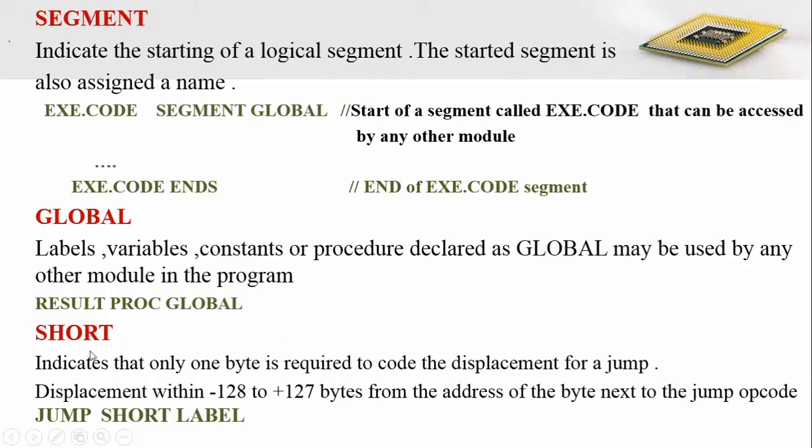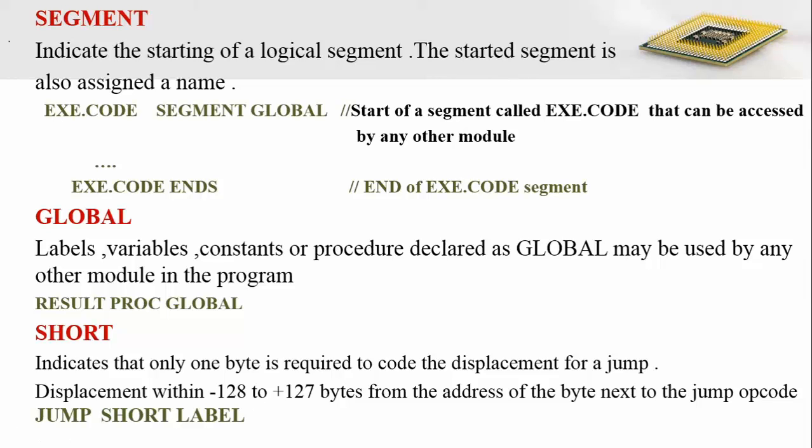Next is about SHORT. That indicates only one byte is required to code the displacement for a jump. A jump instruction can be modified with the assembler directive SHORT, as in jump short label. This indicates a jump inside the same segment, where we can jump from the current location a maximum of 127 bytes forward or 128 bytes backward.